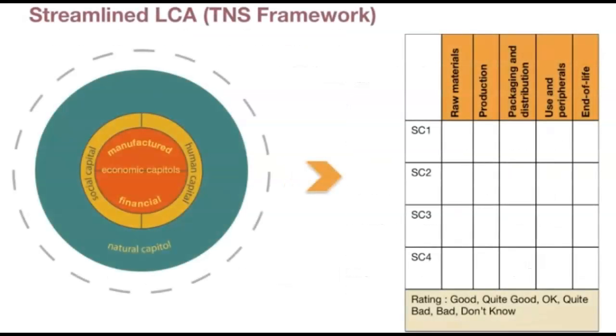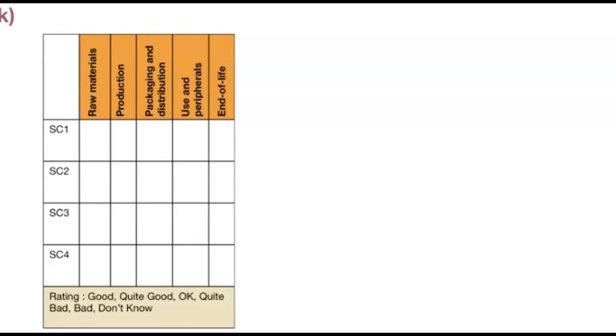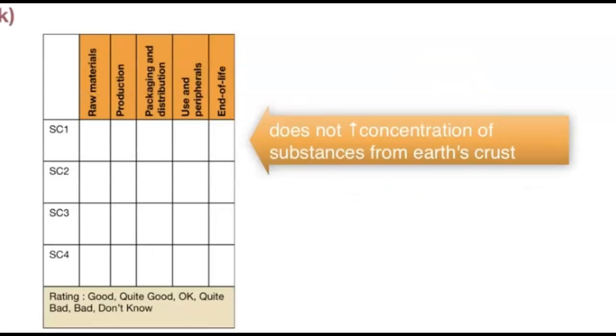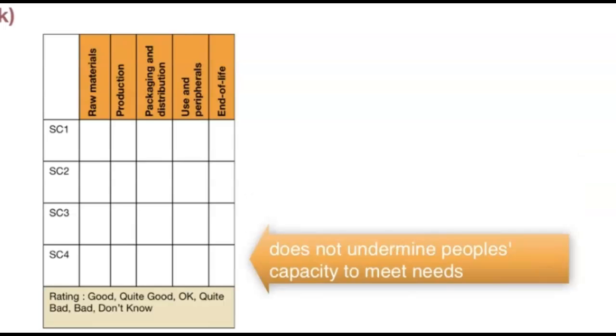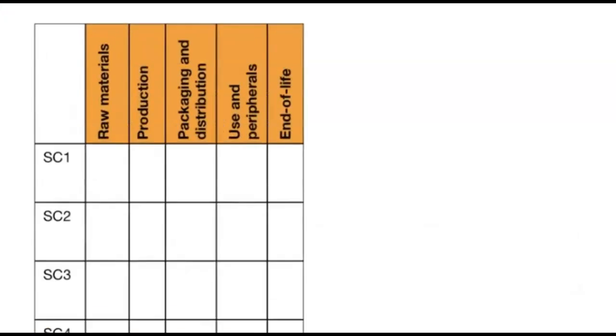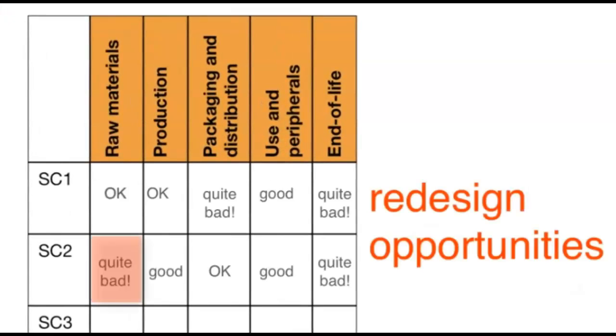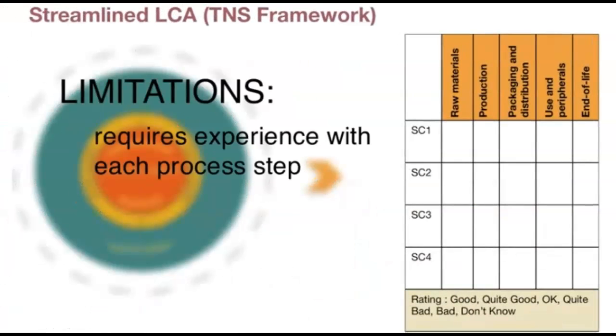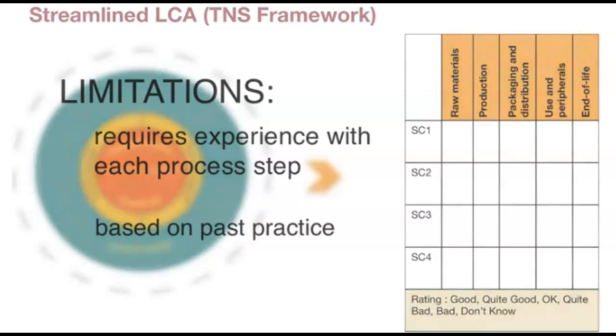In the streamlined LCA process, one creates a matrix of each stage of the life cycle against the sustainability principles. This matrix is then used to rate each of the life cycle stages against each of the 4 criteria. This method reveals possible high-leverage intervention points within the life cycle. One of the limitations of the technique is that it requires a great deal of a priori knowledge about the impacts. It is also limited to known practices for which the impacts can be rated.